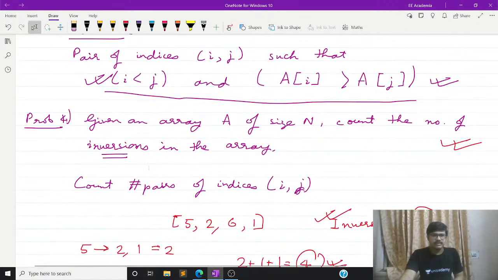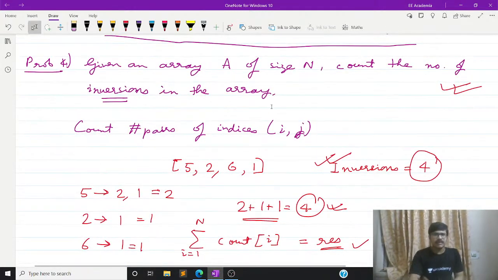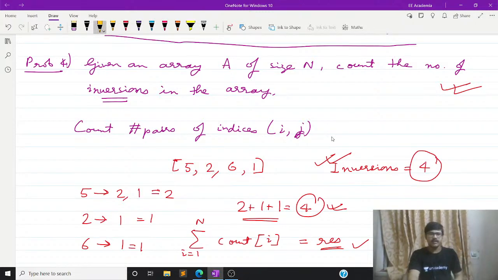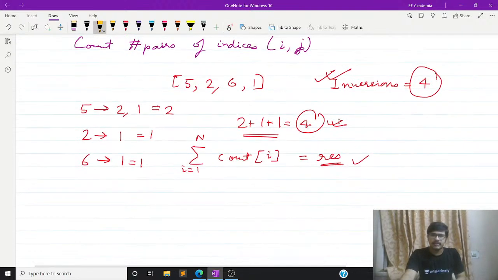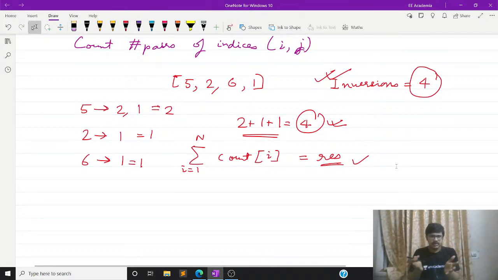Then we look at this, just a minor modification of this: you are given an array, you have to count the total number of inversions in the array. I hope you learned something, how to come up with these divide and conquer methods, how to divide the problems, how to combine them.